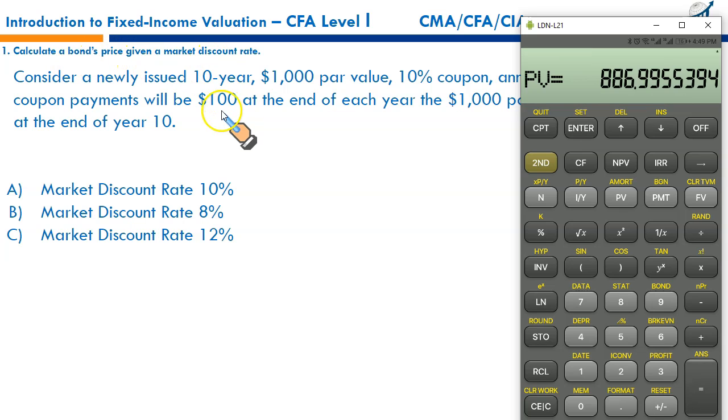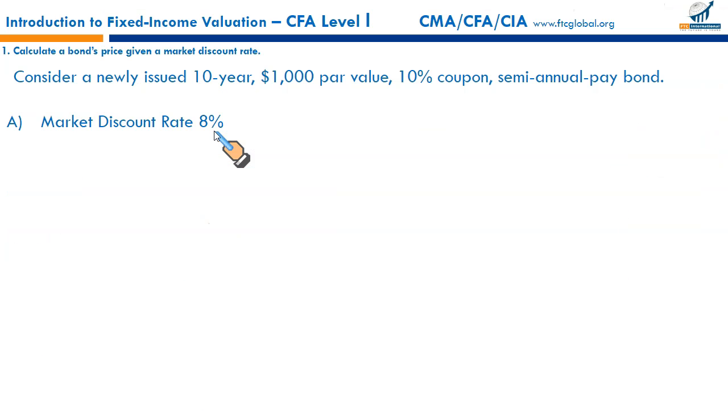We will also do an example when the coupon payments are not annual. When the coupon payments are semi-annual, how do we calculate the price of the bond? That is our next example we'll be doing shortly. Now consider a newly issued 10-year 1000 par value 10% coupon semi-annual pay bond. And the market discount rate is 8%.